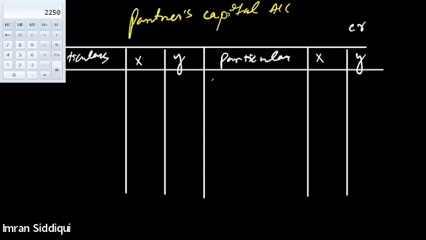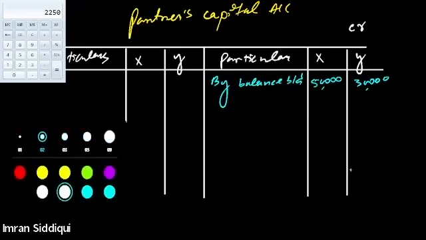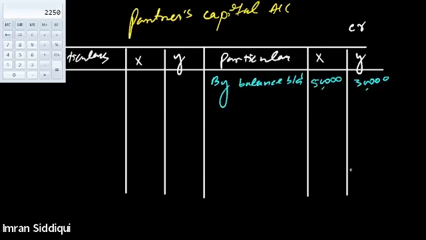The opening balance of the partner should be given in the balance sheet most of the time. So let's suppose the opening balance of the partners is 50,000 and 30,000. We will write this first on the credit side as by balance b/d. This indicates the opening balance of the partner. Then any transaction that may lead to an increase in the capital balance of the partner will be recorded on the debit side.